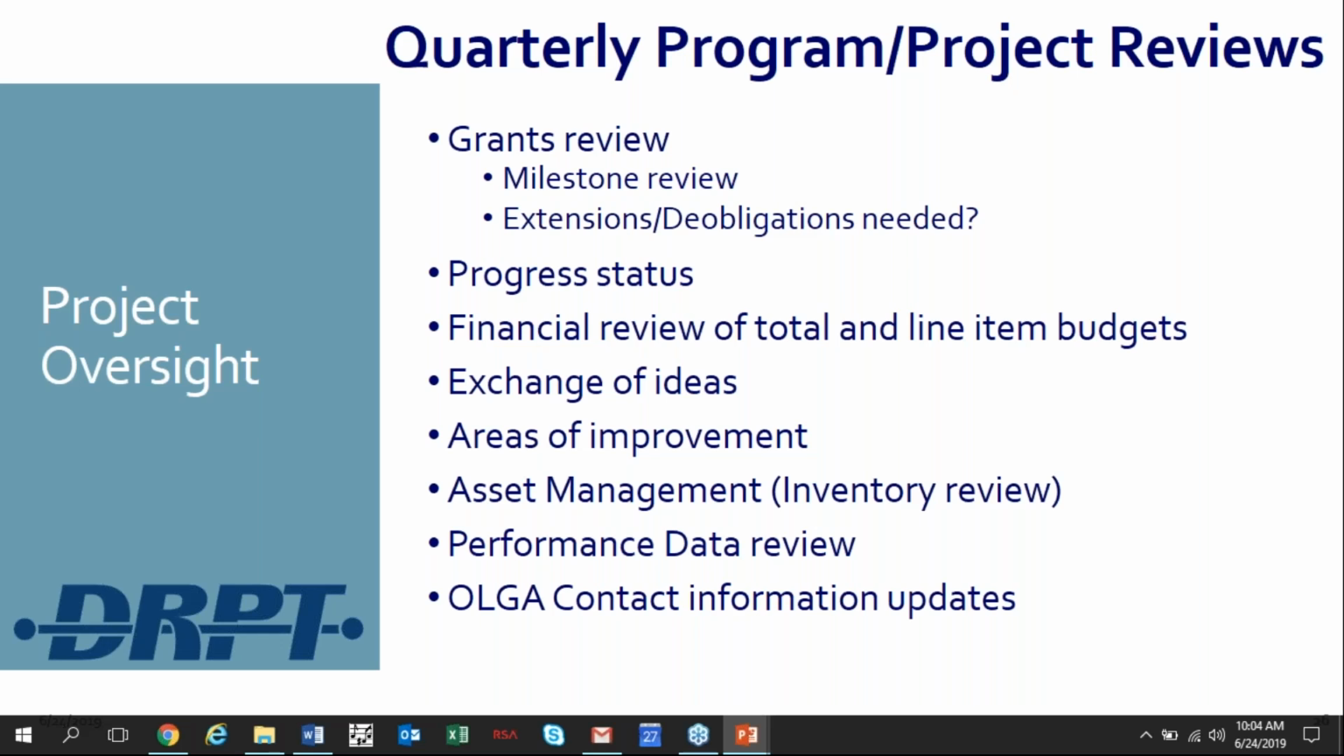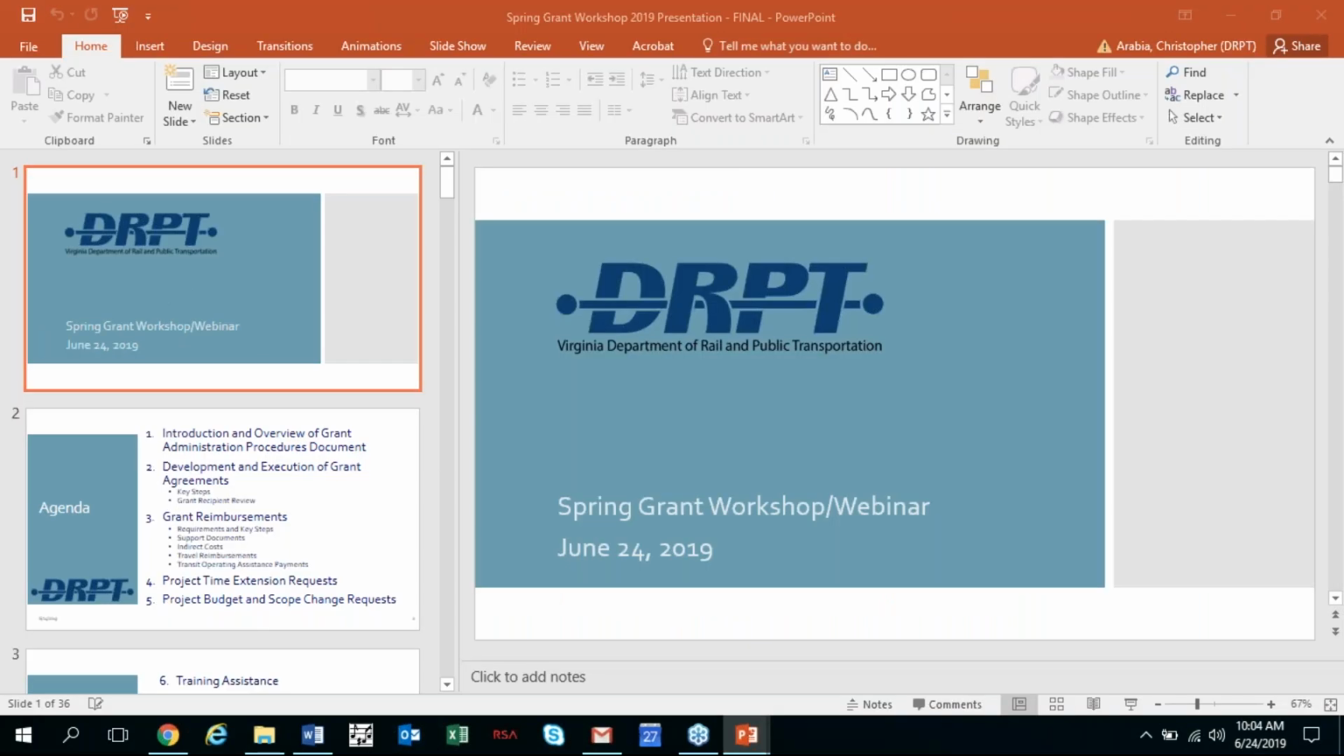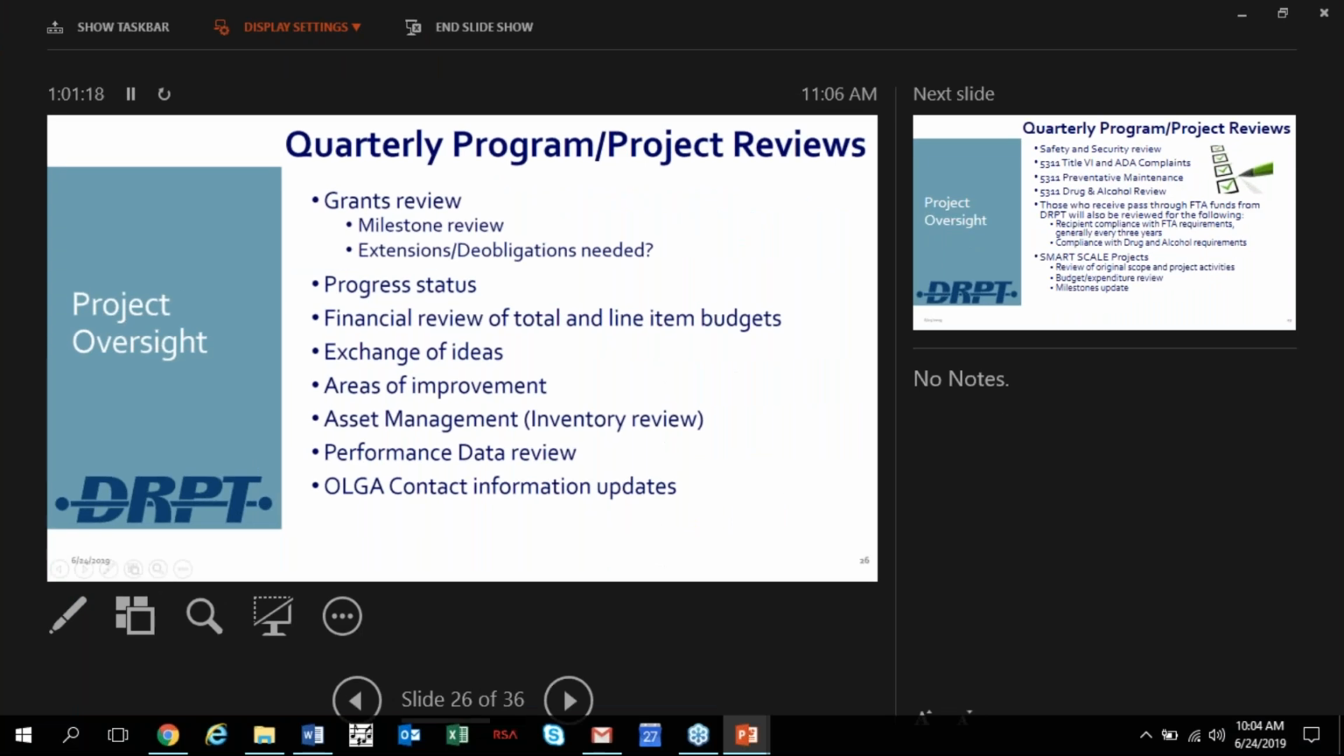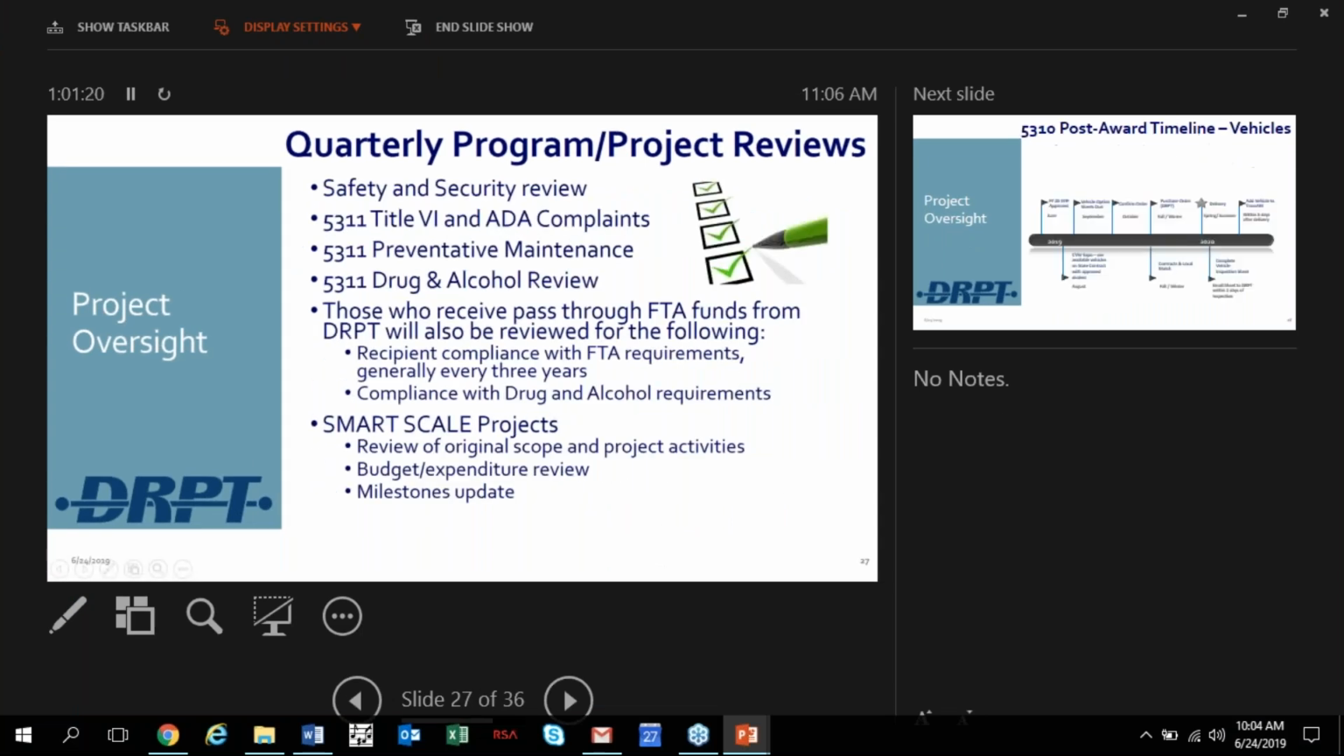And then also, it's an opportunity for DRBT to give any technical assistance that might be needed by the grant recipient. DRPT is interested in hearing feedback and ideas from the grant recipients during these reviews. So the program and project reviews really should be conducted as a discussion between partners. And with that, I'm going to turn it over to Neil to talk about the next slide.